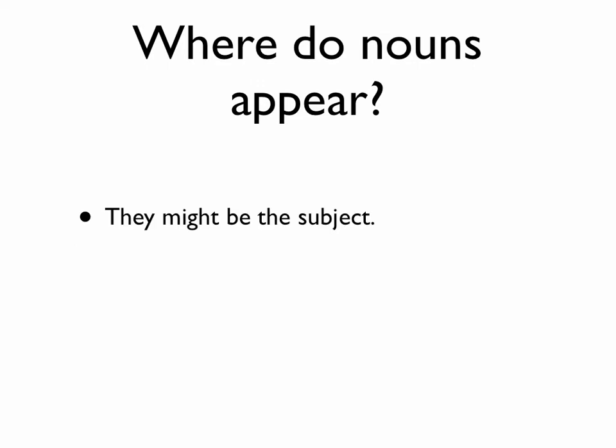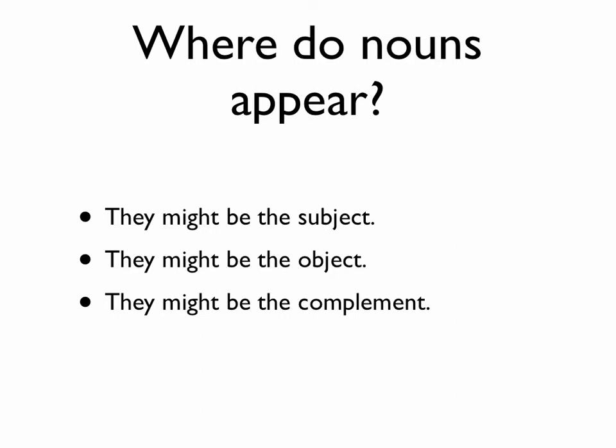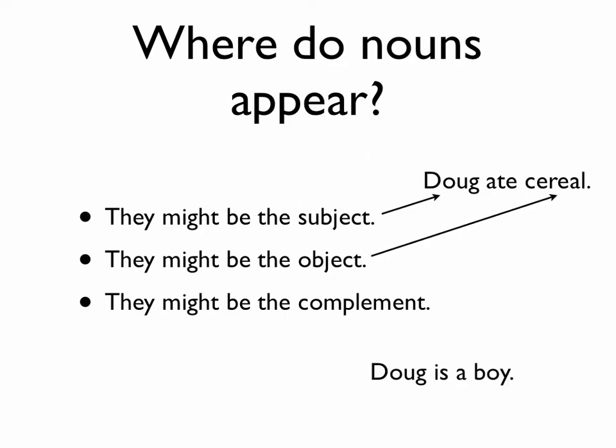Where do nouns appear? They might be the subject, the object, and we didn't talk about this the other day, but they might also be the complement. Doug ate cereal. Doug is the subject. Cereal is the object. That's stuff that we've already covered. But let's talk about the complement for a second. Doug is a boy. Boy is actually a complement there, and it changes the meaning of Doug. Also, without boy, that would be an incomplete sentence, and you would be left with just Doug is.